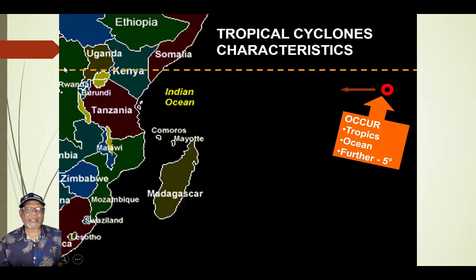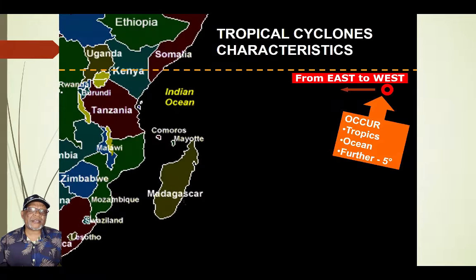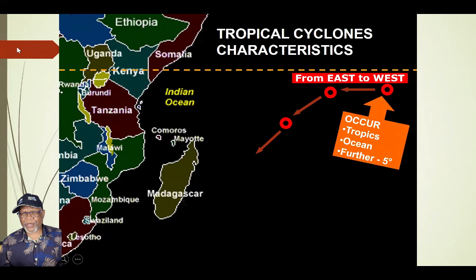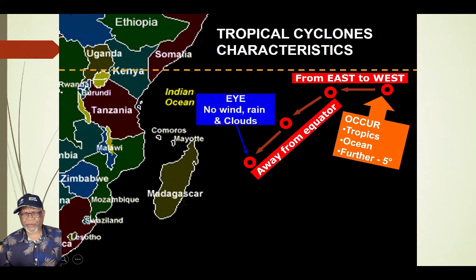Number one, it requires a strong Coriolis force. We cannot just say it requires Coriolis force; it requires a strong Coriolis force. It requires sea surface temperatures of 27 degrees and above. And it also requires a lot of evaporation.